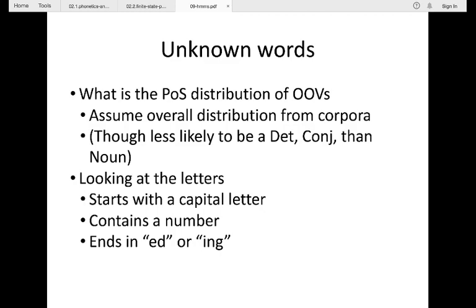You can also add some features basically to help us out. So beyond just looking at the raw probability, which still is pretty good actually, we can look at morphology, for example, and at orthography. So if it starts with a capital letter, it's more likely to be a proper noun. If it contains a number, it's likely to be garbage. If it ends in ed or ing, it's likely to be a verb or a gerund.